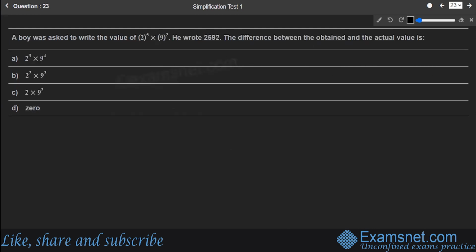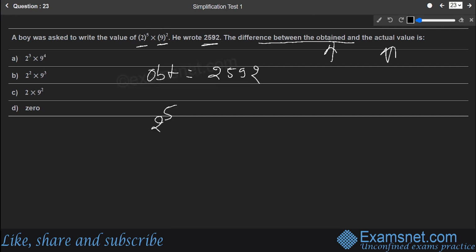Now let us have the next one. A boy was asked to write the value of 2 to the power 5 into 9 square. He wrote 2592. The difference between the obtained and the actual value. Okay, so the obtained value is how much? Obtained value is 2592. Let us try to find the actual value.